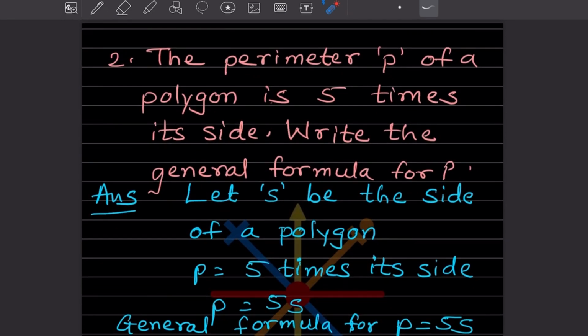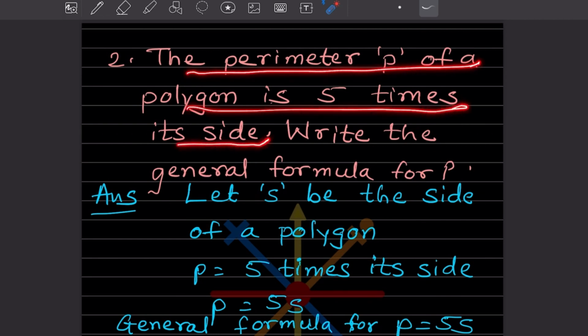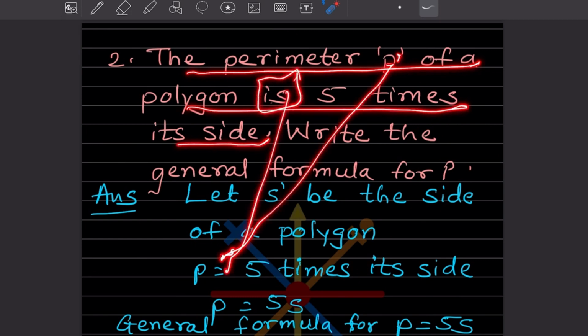Here it says that the perimeter P of a polygon is 5 times each side, and write the general formula for P. It says 5 times each side, but we don't know what the side is first, isn't it? So what are we going to do? We will write here, let S be the side of a polygon, because we don't know the side. Now what did it say? Read the first sentence: the perimeter P of a polygon is 5 times each side. So let us write P is equal to 5 times each side.